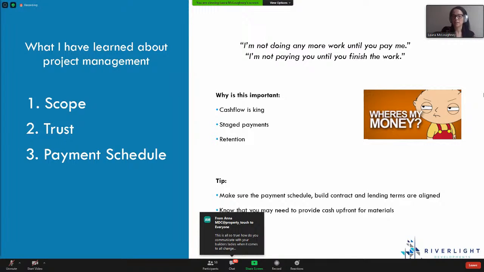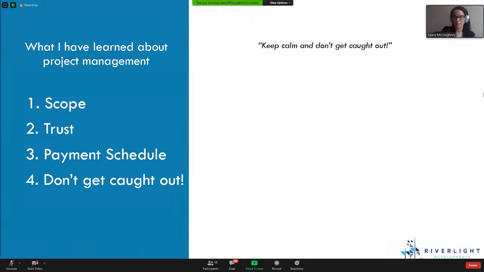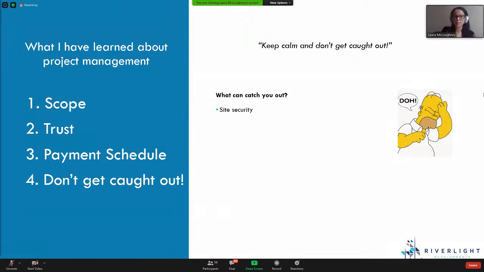So payment schedule is a really important thing that I've learned. So don't get caught out, right? The whole idea is we don't want to get caught out about things. I actually changed that at one point to "oops." That was actually how I'd read that. And it's "keep calm and don't get caught out." So what can catch you out? What makes you go, "don't?"